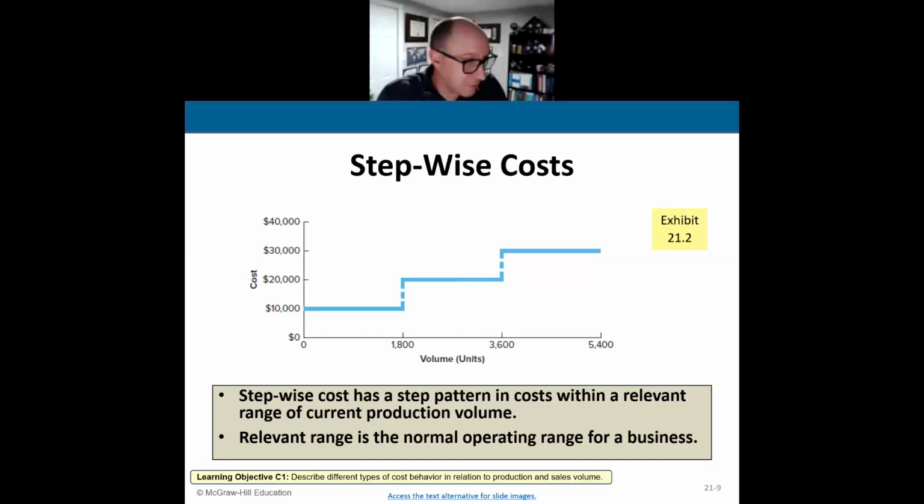Okay, you can see where I'm going with this. The stepwise cost, just as the name implies, steps up as usage continues. In this example, we see that the cost is 10,000. Once we hit 1,800, it goes up to 20,000. Once we hit 3,600, it goes up to 30,000. It goes up in steps, just like your cell phone plan does.